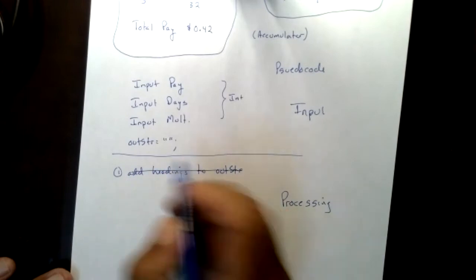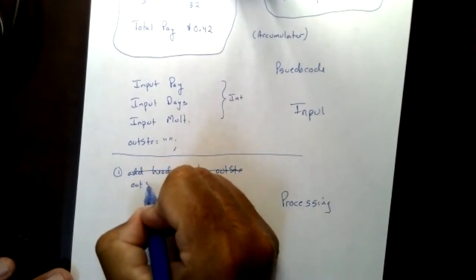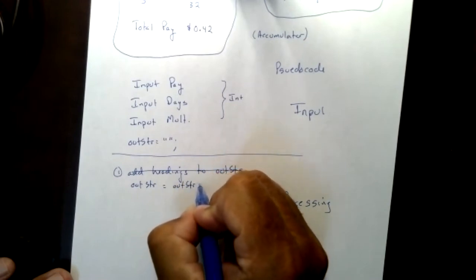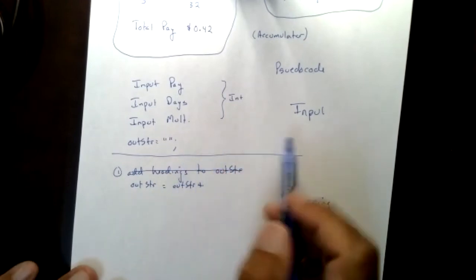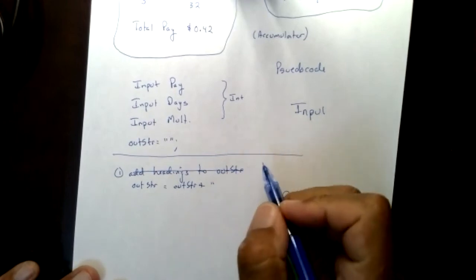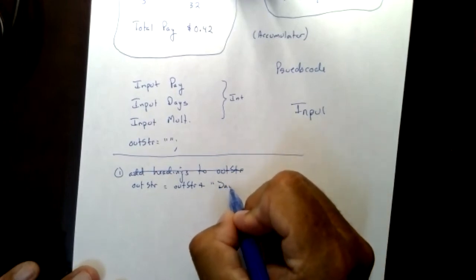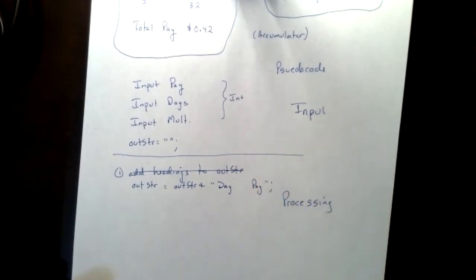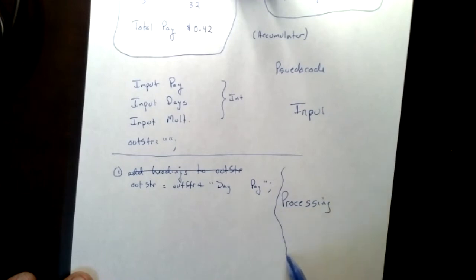I might do something like outstra equals outstra, whatever's in there, because I want to keep adding to it. Plus, and now I might do something like day, and then a whole bunch of spaces and pay. Exactly, in pay. Okay. So that gets me going with that.